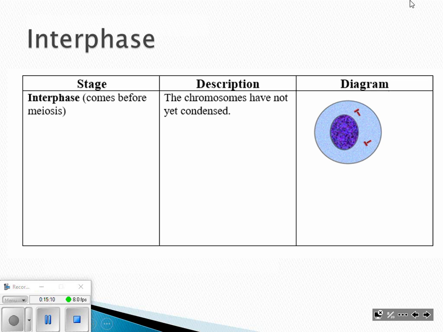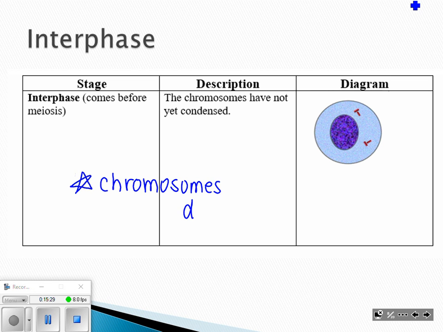Okay. So interphase, this isn't technically part of meiosis, just like it wasn't technically part of mitosis. Interphase comes before meiosis. The chromosomes haven't condensed. You see a diagram. But what's going to happen in interphase is the chromosomes are going to duplicate, right? They're going to make a photocopy of themselves. So those single-stranded chromosomes are going to make a photocopy of themselves and become double-stranded.